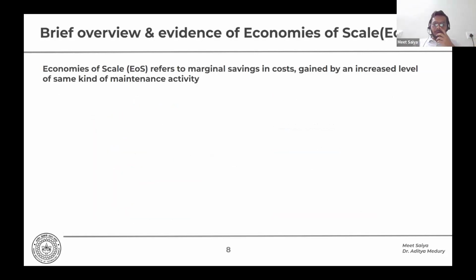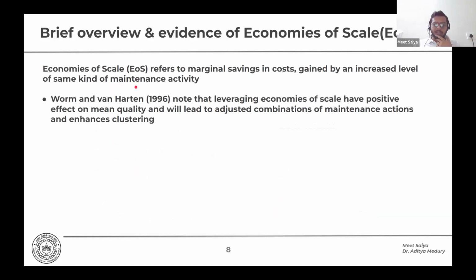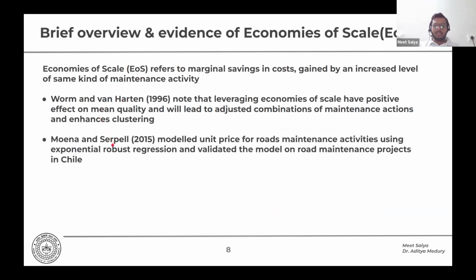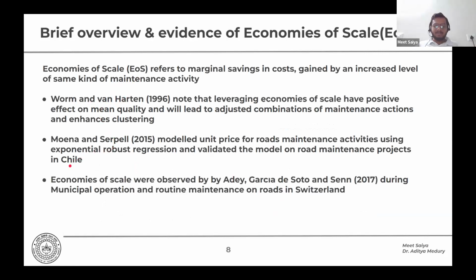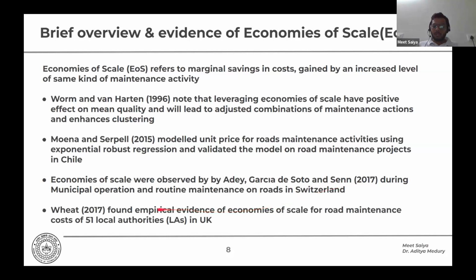Now we come to a brief overview of economies of scale. So it basically refers to the marginal savings in cost if you do the same kind of maintenance activity more and more. And we have some evidence. So for example, Worm and van Harten note that there are some savings if we do that. Moen and Sperrell did some regression on maintenance data in Chile. Similarly, Garcia and Sen did some study in Switzerland, and Philbeck did some study in the UK. So they all found that there is some evidence of economies of scale.